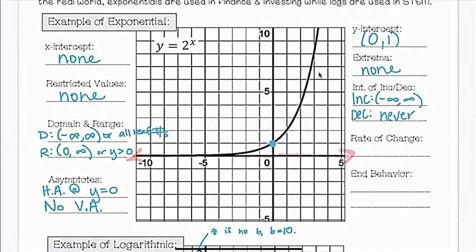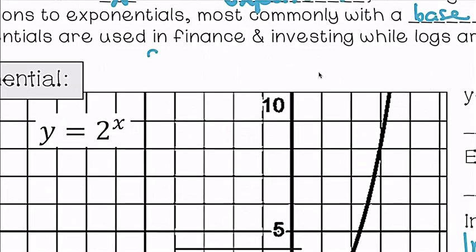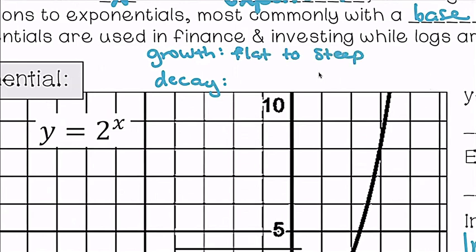The rate of change is referring to a rate of growth or a rate of decay. For our graph, the easiest way to look at that is if we are growing, it's going to go from flat to steep. And if we are decaying, it'll go from steep to flat. And I'm actually going to have us write that right up here. Growth and decay. If you are growing, you are going from flat to steep. And if you're decaying, you're going from steep to flat.